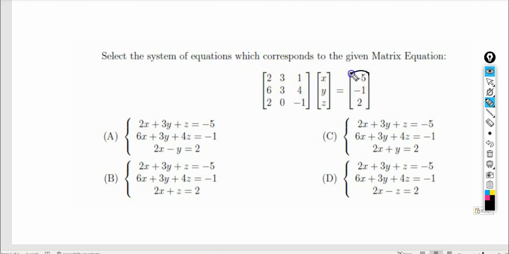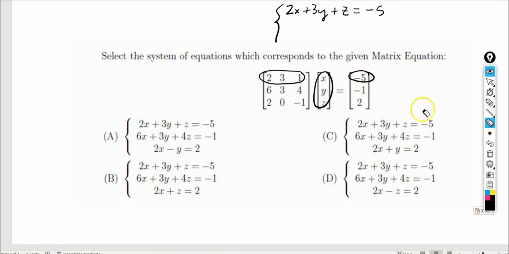So that lives in the first row and first column. So I take the first row of this, multiply it by the first column of that. And what do you get? You're going to get 2 times x plus 3 times y plus 1 times z equals negative 5. And that should be your first formula in all of these. Okay, so far all of them have the correct first formula.